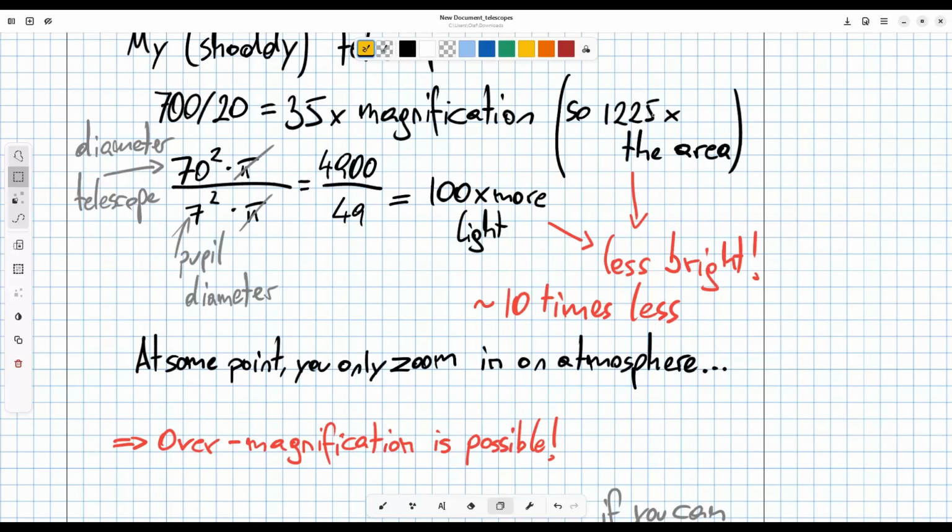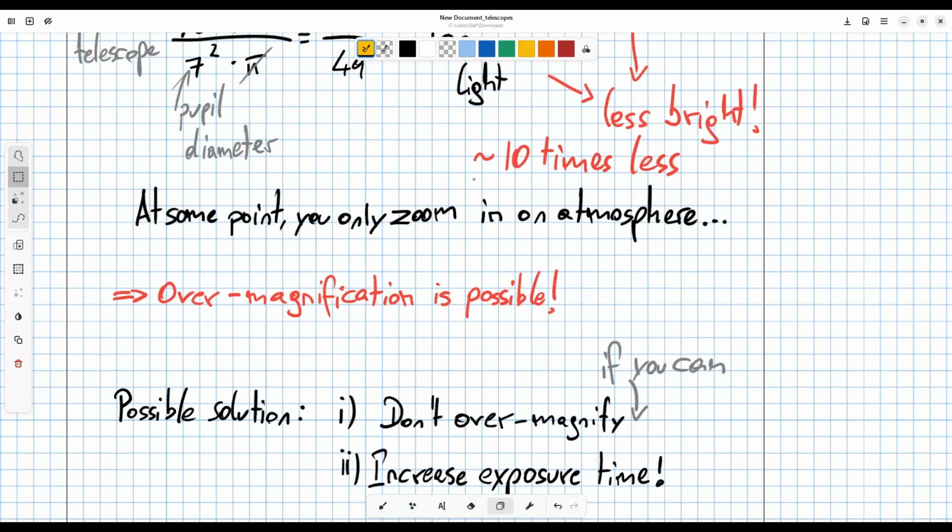So over-magnification is possible, although I would like to add here, when you are at about 150 times magnification, typically you only zoom in on the atmosphere, and you don't zoom in on the thing anymore that you're looking at, but you just zoom in on the turbulence, which gets annoying quickly. Depends a little from telescope to telescope and on your specific seeing conditions, but that's definitely a thing. So over-magnification is possible. He's completely right there when he says that.